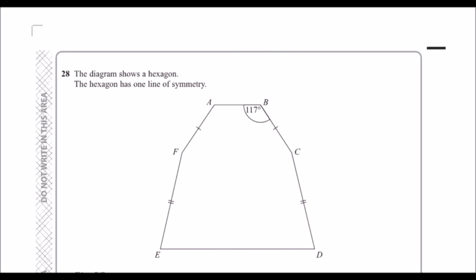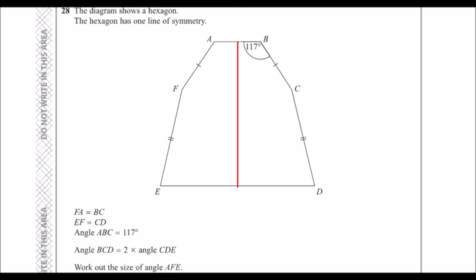Question 28. The diagram shows a hexagon. The hexagon has one line of symmetry. So let's draw a line down here. So it's a line of symmetry. So this side is identical to this side. FA equals BC, so they're shown by the lines. EF is CD, shown by 2 lines.